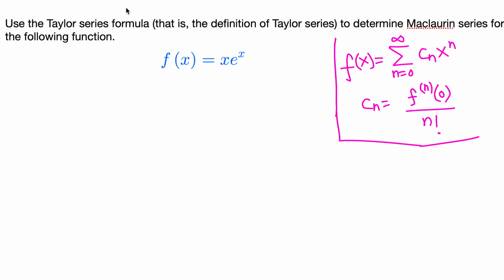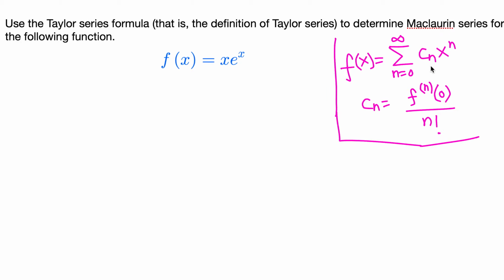Use the Taylor series formula, that is the definition of Taylor series, to determine the Maclaurin series for the following function. The function is x times e raised to x. So this is the Taylor series expansion with coefficients Cn, but our center is 0 because it's a Maclaurin series.